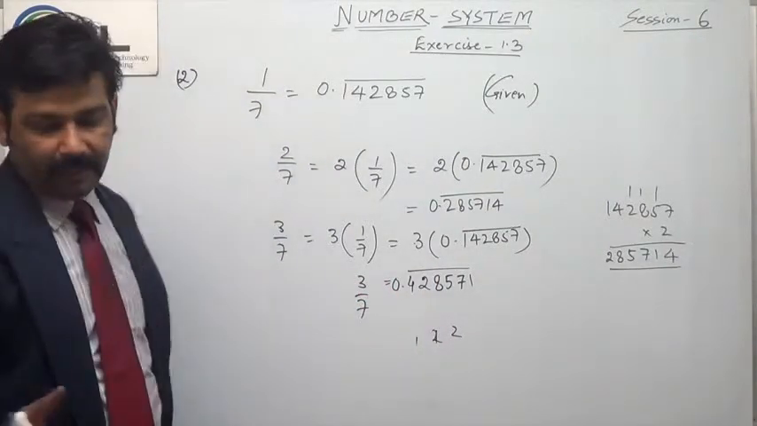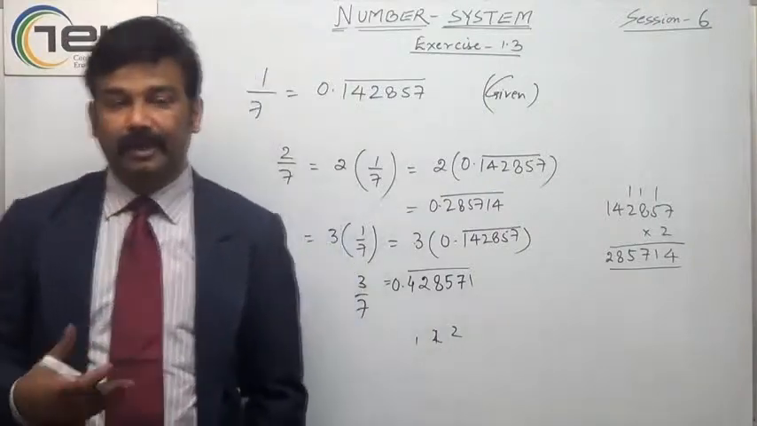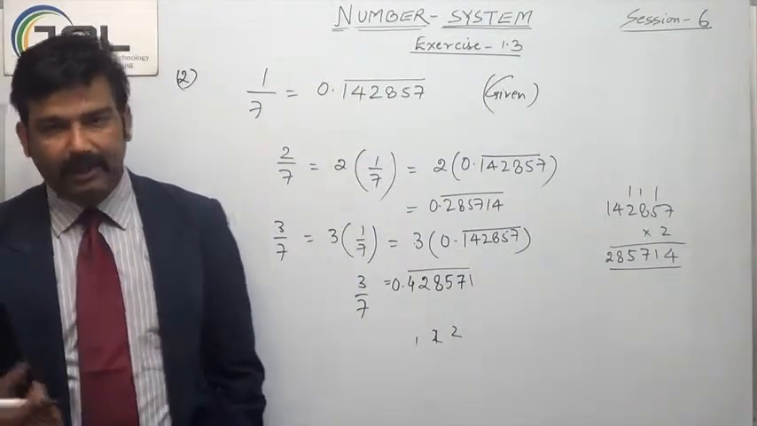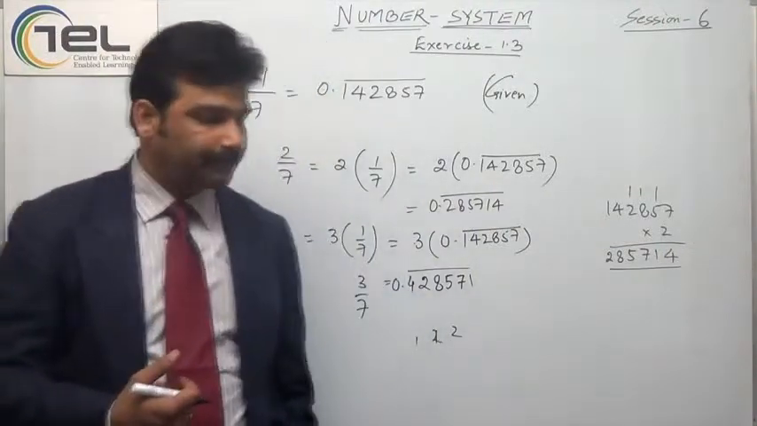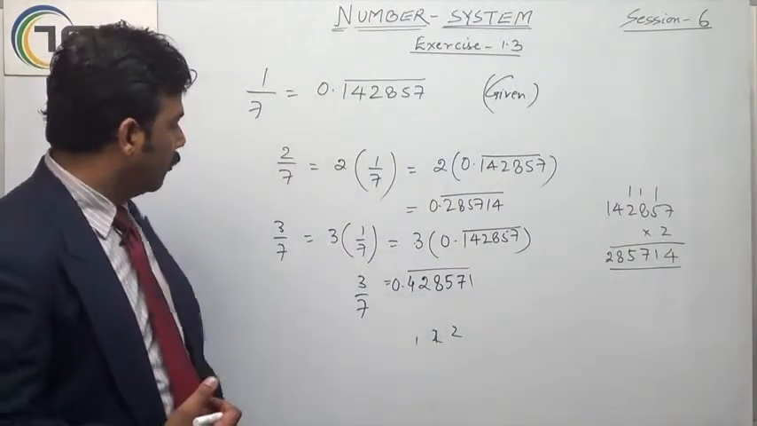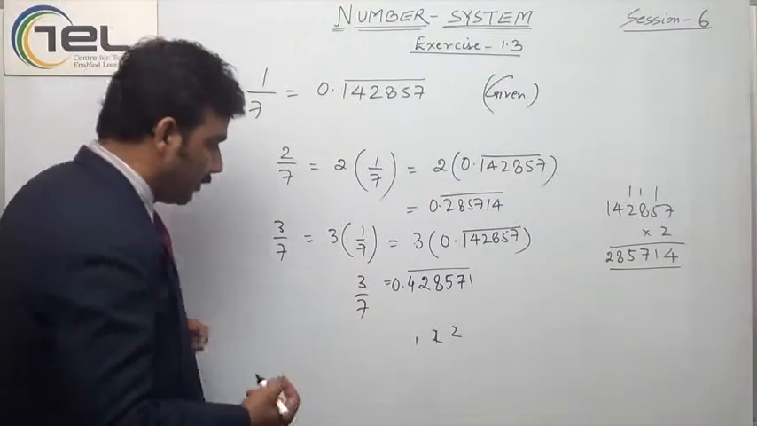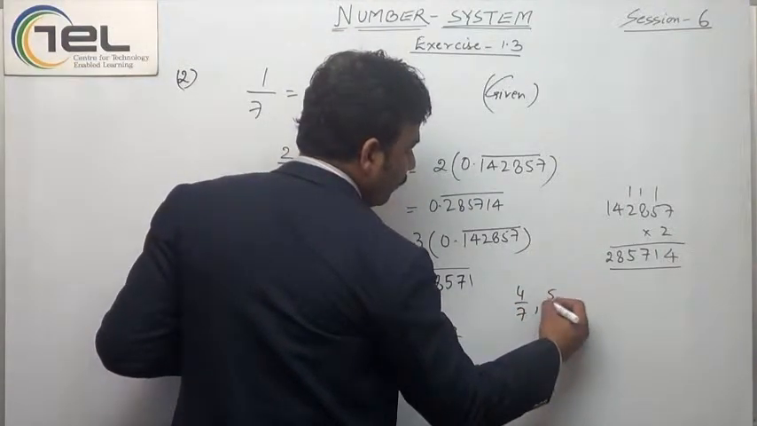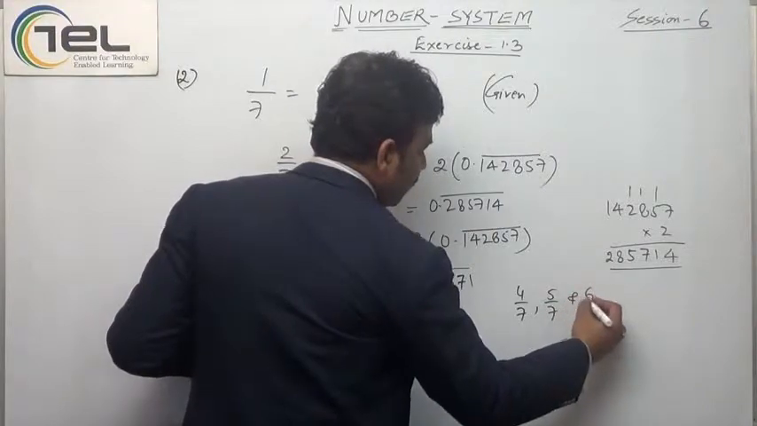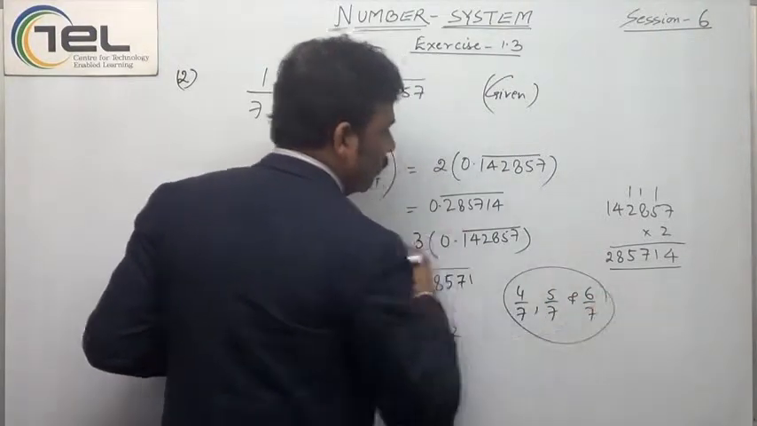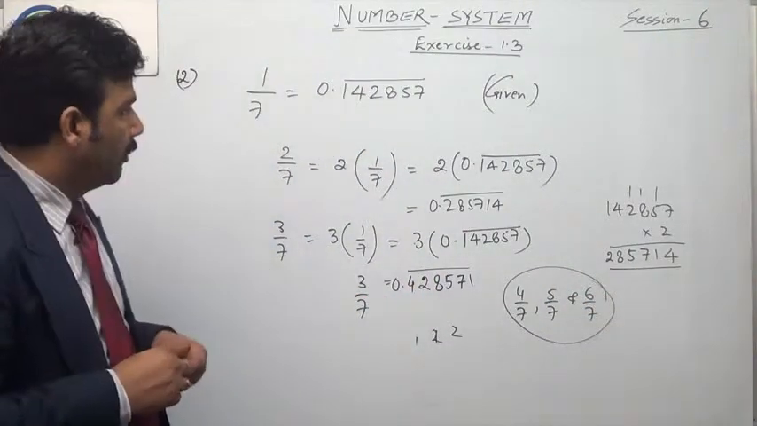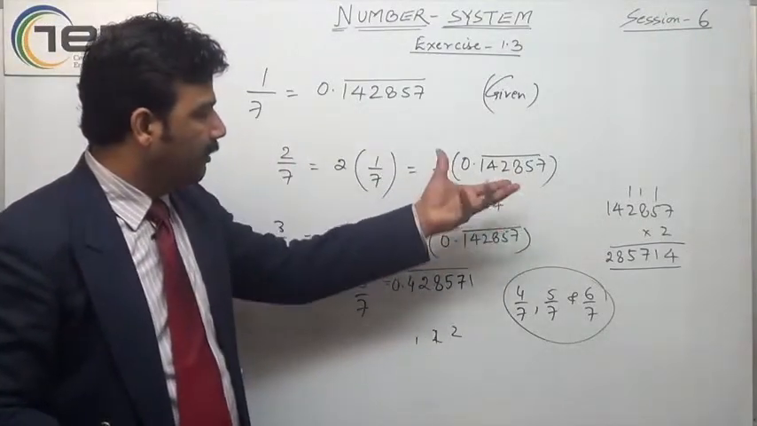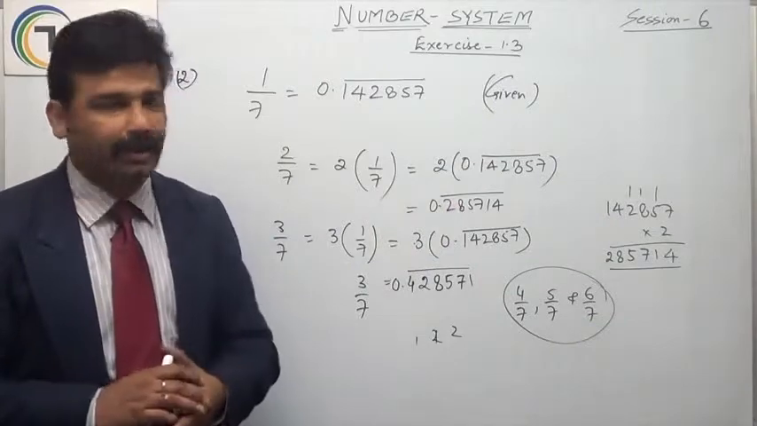And similarly, we can have the value of 4 by 7, 5 by 7, and 6 by 7, and for 7 by 7 directly we can write 1. So 2 of them I have solved, and just do yourself 4 by 7, 5 by 7, and 6 by 7. Do it yourself. I'm sure you will do it. Just simply you have to multiply them, and probably you know the multiplication.